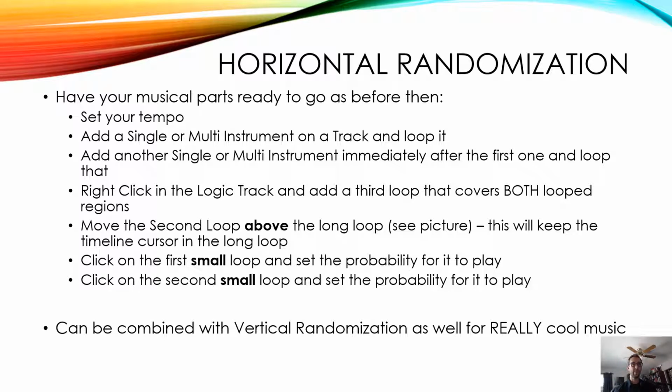This will keep the timeline cursor in that long loop and will allow it to do some really interesting stuff once we click on the first small loop and set the probability for it to play, then click on the second small loop and set the probability that that will play. And of course, like I said, we can combine this with vertical randomization as well. And you'll get something that looks a little bit like this on the next slide.